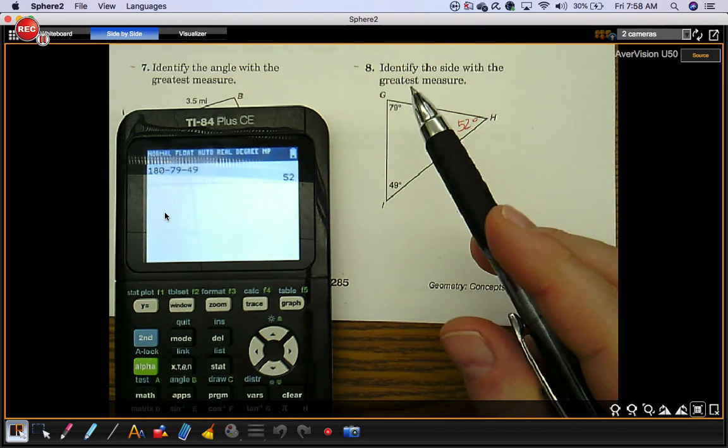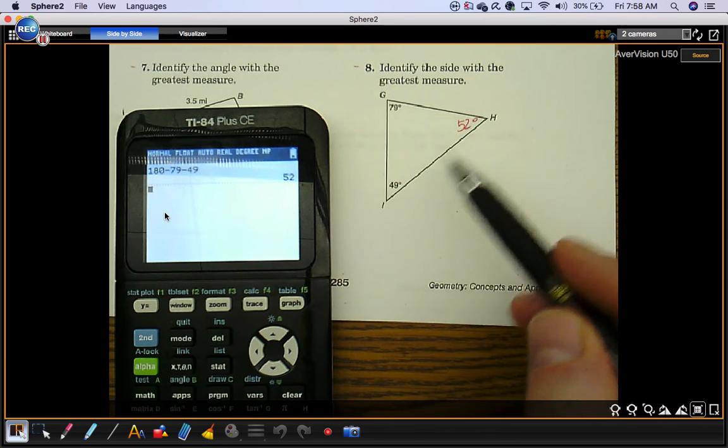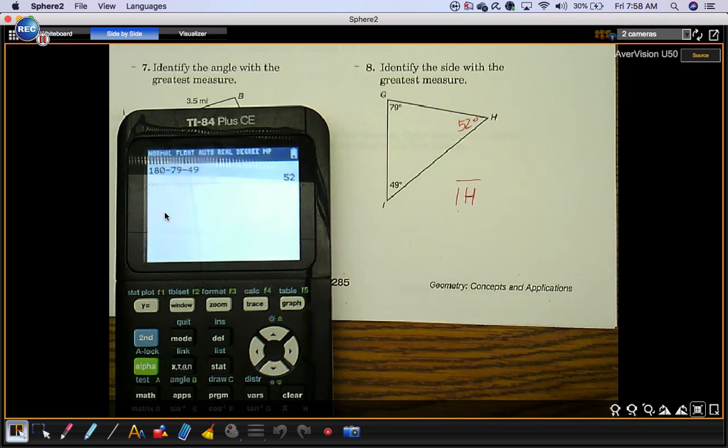Now, the biggest angle is 79 degrees. Across from that is the biggest side, and that's what you're looking for. So segment IH is the biggest segment.